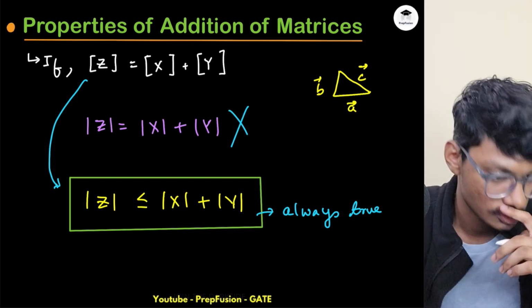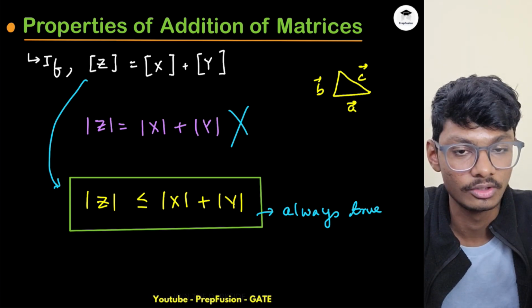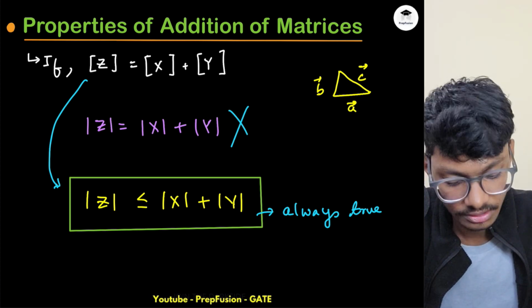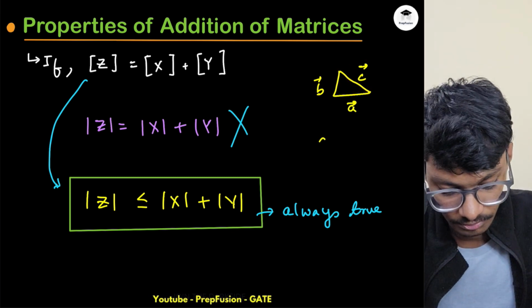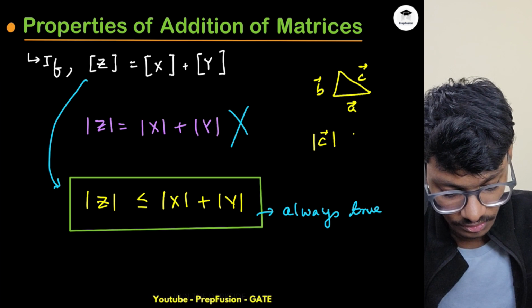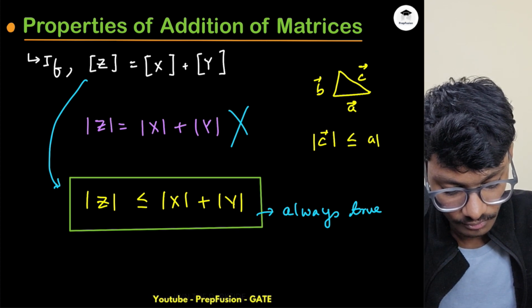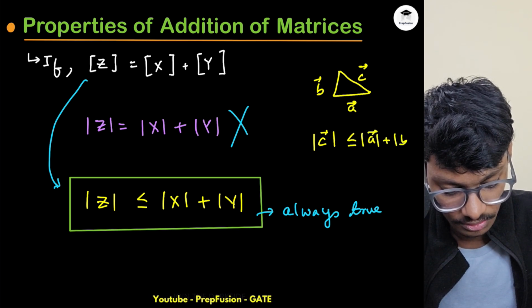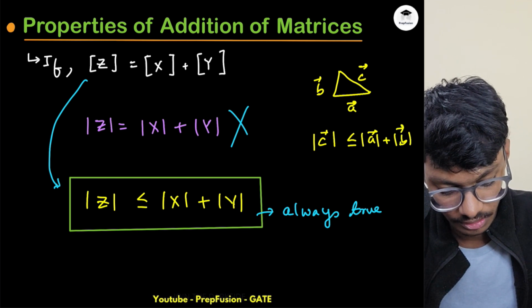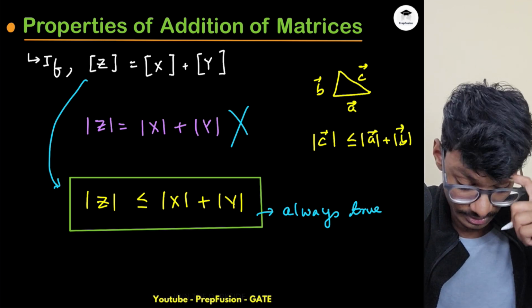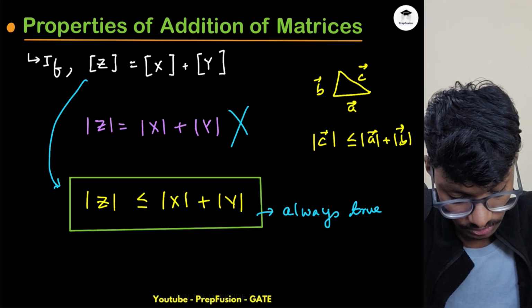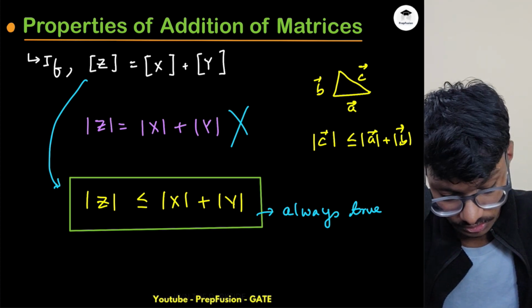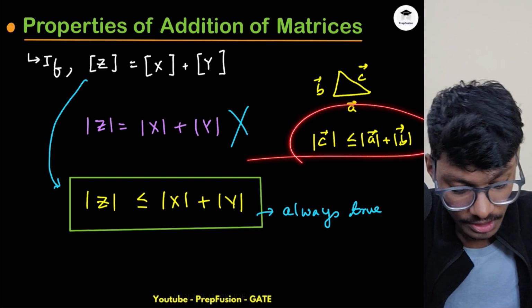Now, what should you say about the side inequality rule, the triangle law? The magnitude of this side will always be less than the magnitude of a plus the magnitude of b. Okay, sorry, not less. Sorry, I made a mistake over here. Okay, no, this is fine. This will be less than this.